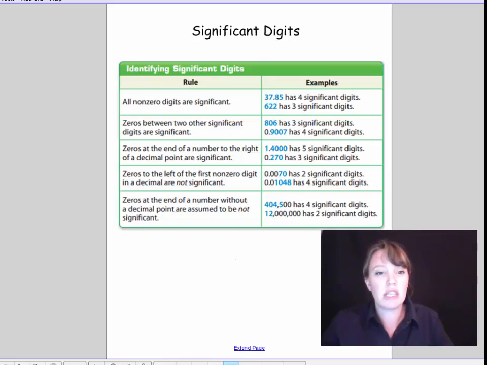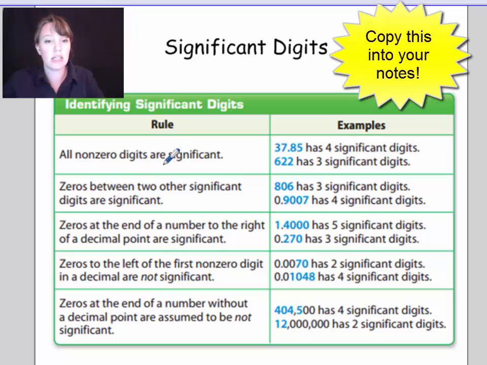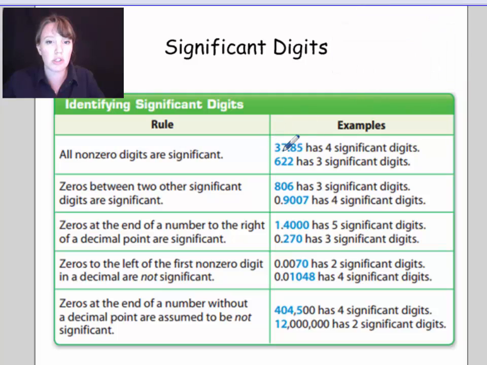Now, when we talk about significant digits, there's a few rules that we're going to go by. First of all, the first rule is that any non-zero digit is significant. When I say digit, by the way, I mean a number inside of a larger number. So the digits in 37.85 are 3, 7, 8, and 5. So 5 is the digit in the hundredths place in this number. That's what we mean by digit. This number has 4 significant digits because there are 4 non-zero numbers here: 1, 2, 3, 4. 622 has 3 significant digits.